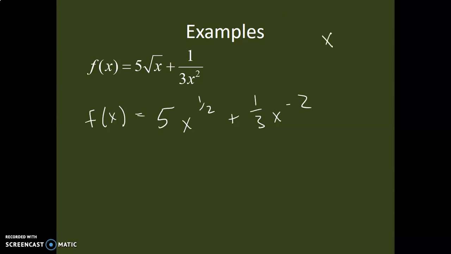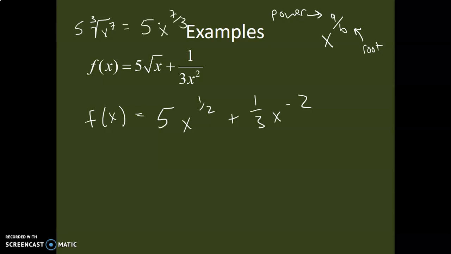Now, when you have an exponent that's a fraction, the number on the bottom tells you the root. So if it's a square root, it was a 2. And the number on the top tells you the power. So in this case, it's x to the 1st power, so 1/2 power. If I had, for example, 5 times the cube root of x to the 7th, I could rewrite that as 5x to the 7/3. So that's just a little side note.